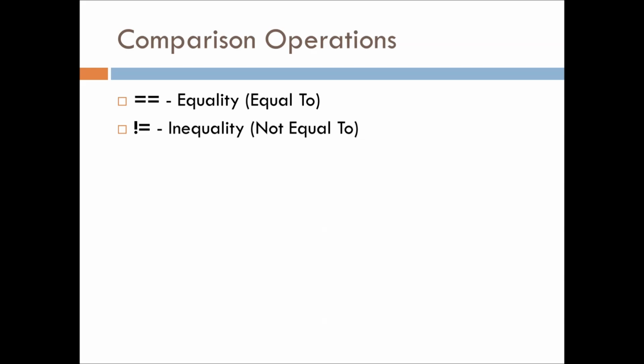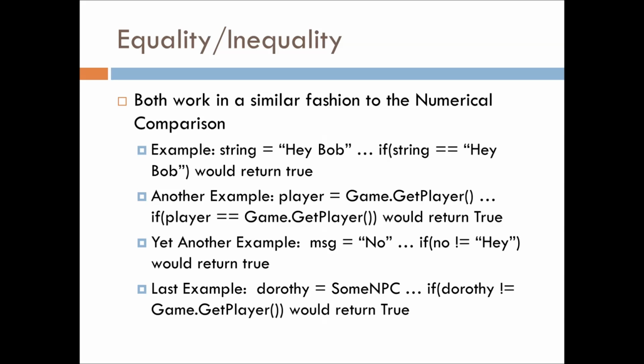String/object comparisons. Your comparison operations for strings or objects is equal or not equal. So they work in a similar fashion to the numerical comparison because you're just comparing to see, oh hey, are these the same things? So let's look at strings first. You have a string, hey Bob, and you're checking to see if it's the same string in this if statement, and it's going to return true because they're both formatted the same.